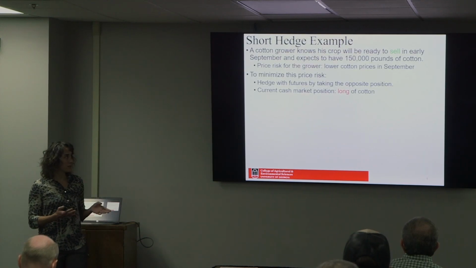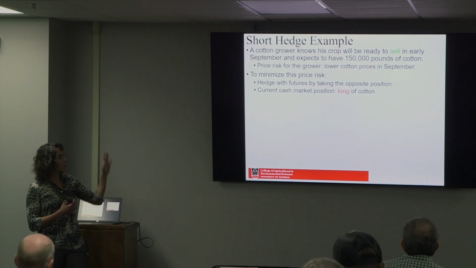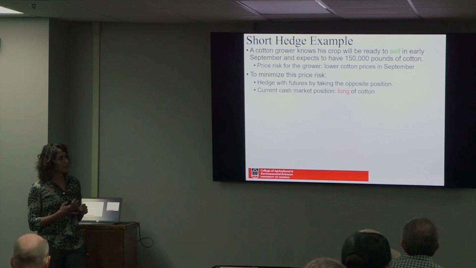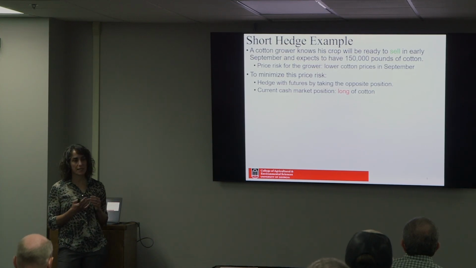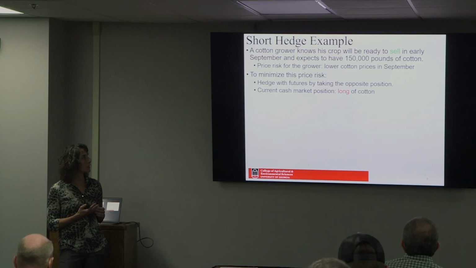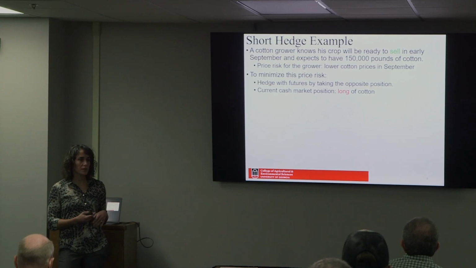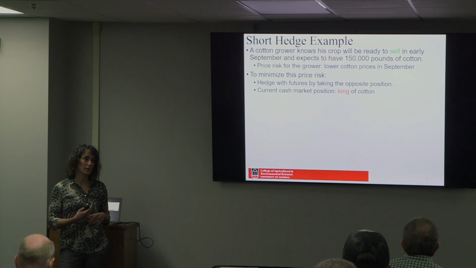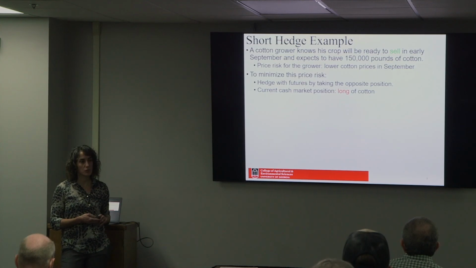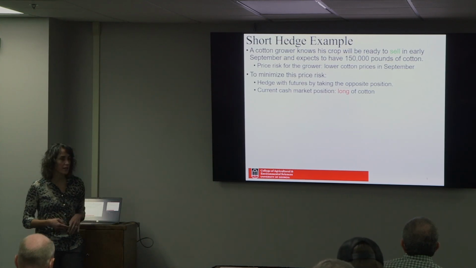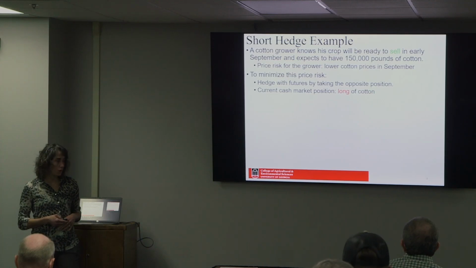So this is a numerical example to demonstrate how this short hedge works. We have a cotton grower, and they know that their crop will be ready to sell in early September, and they expect to have 150,000 pounds. Their price risk will be lower prices when they are ready to sell, right? So what if the cotton price falls? To minimize this risk, they will take the opposite position in the futures. The current cash position is long, so they will take a short position in the futures.